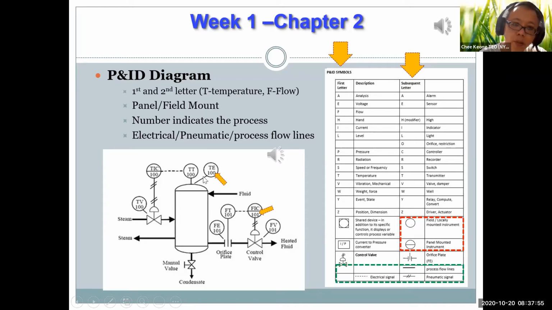This is measuring temperature. Can you all see? All the Ts here, so it's temperature. This is a temperature indicating controller. This is a temperature transmitter, and this is temperature E. E is the element. This is the temperature sensor.